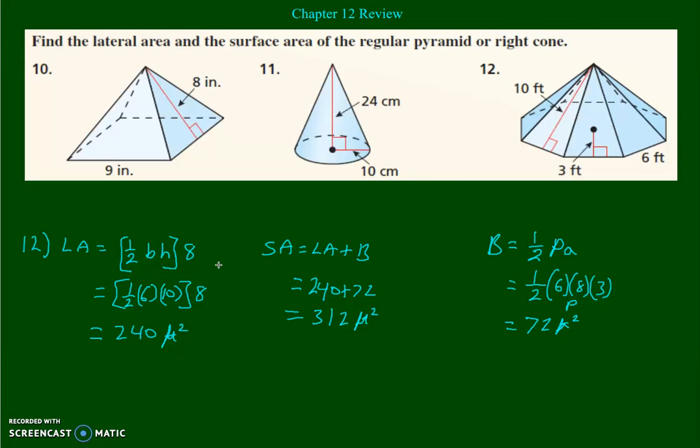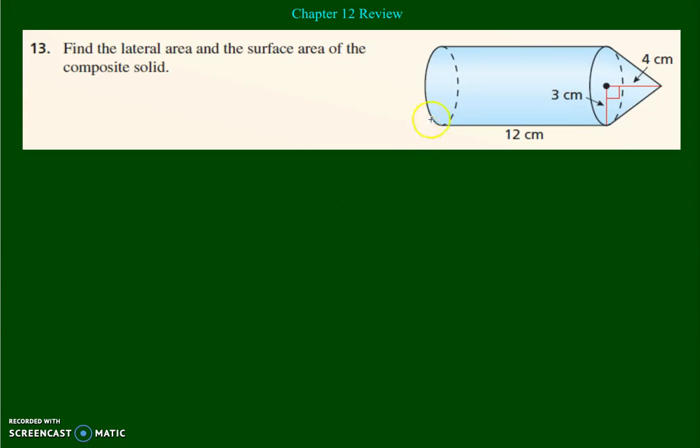So let's go ahead and do problem 13. Problem 13 has us finding the lateral area and surface area of this composite solid. A composite solid is a solid made up of two or more other solids. So here we have a cylinder with a cone on the right end.